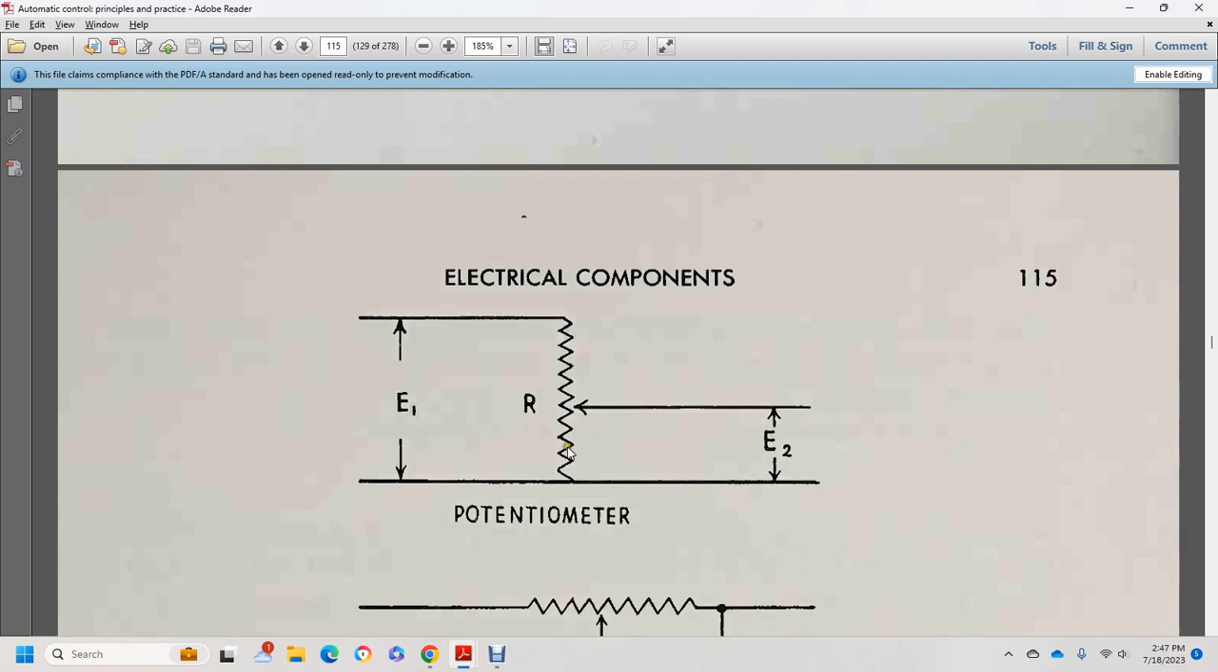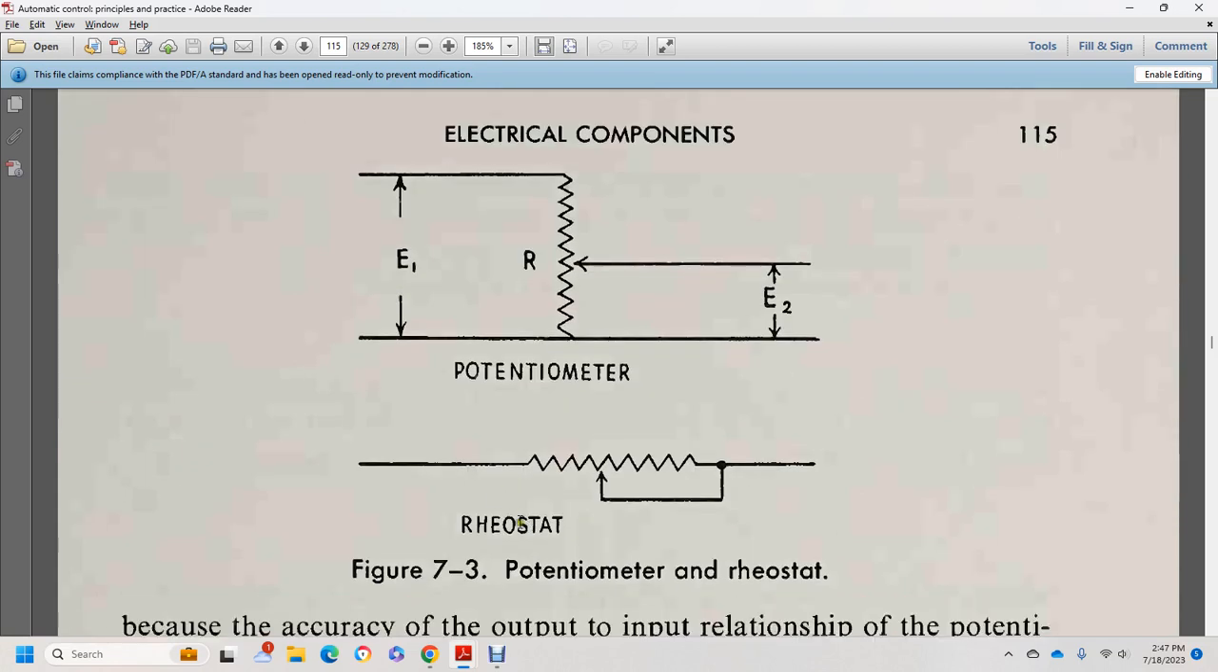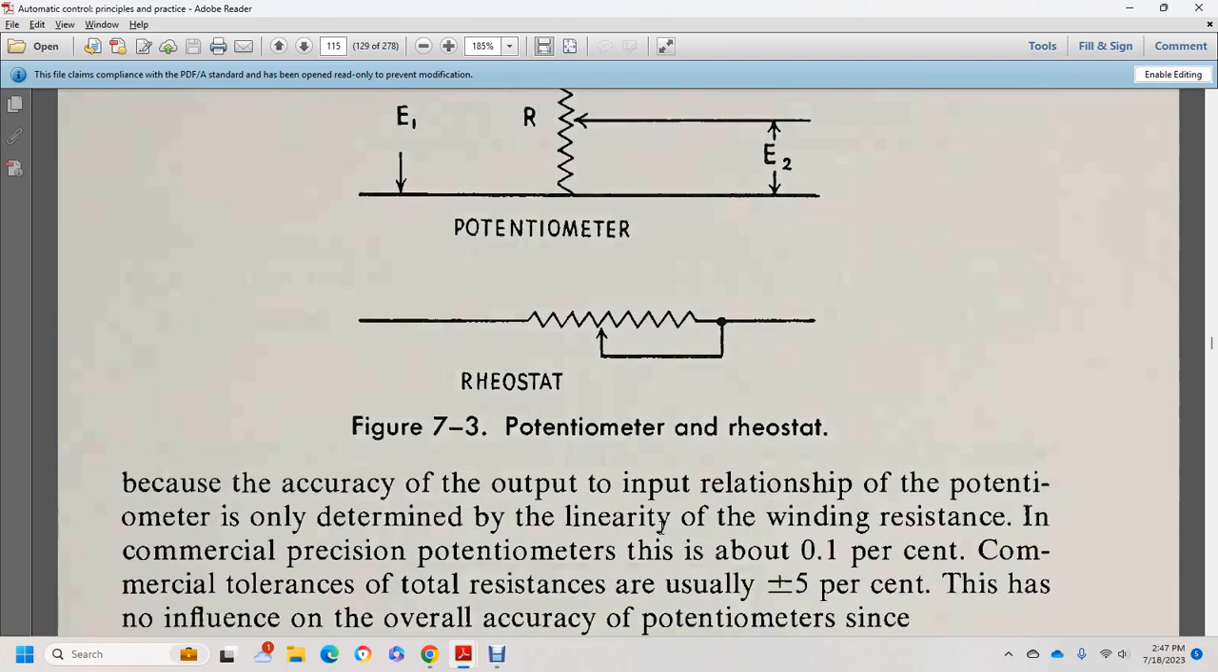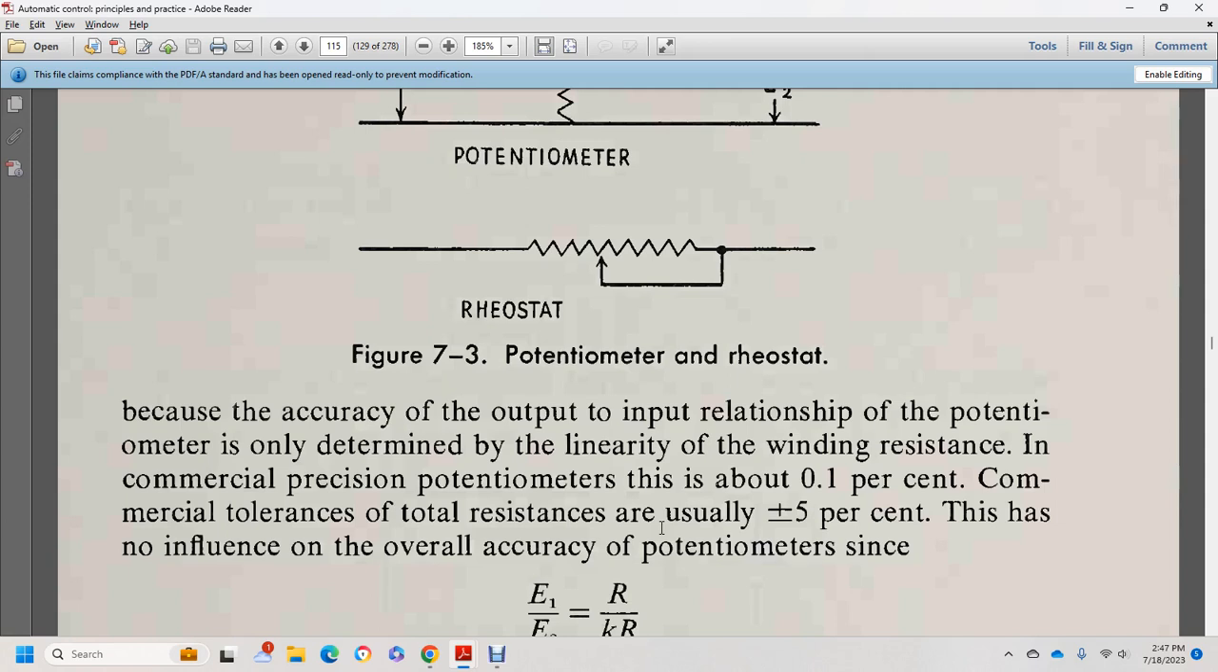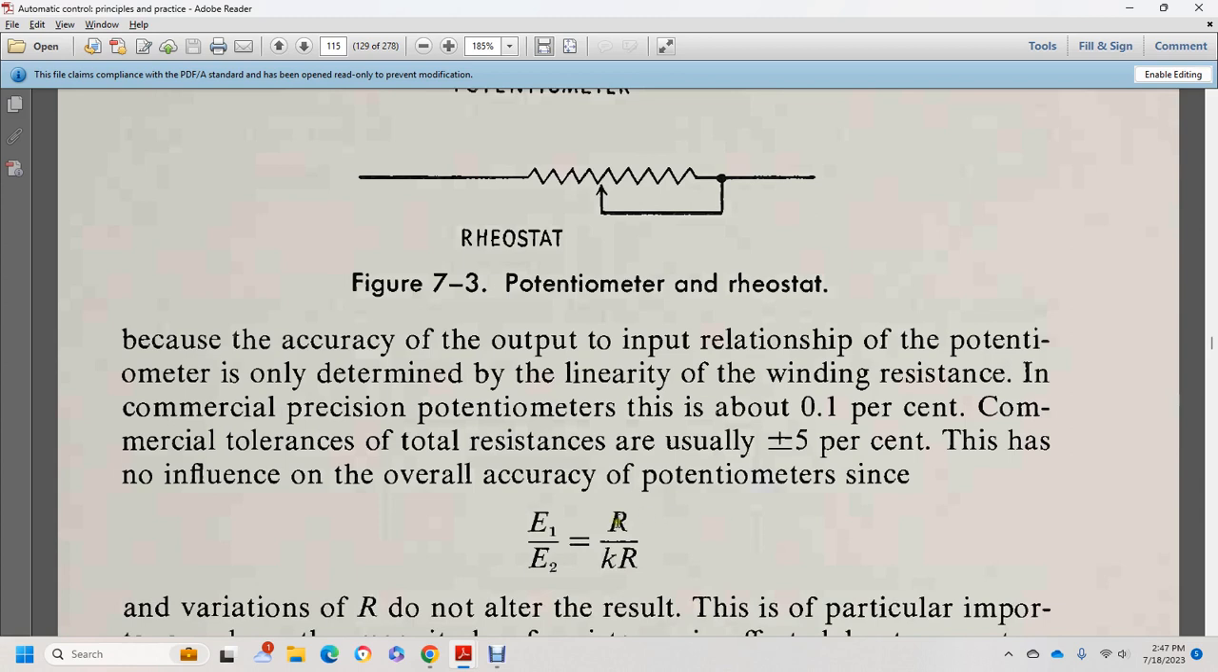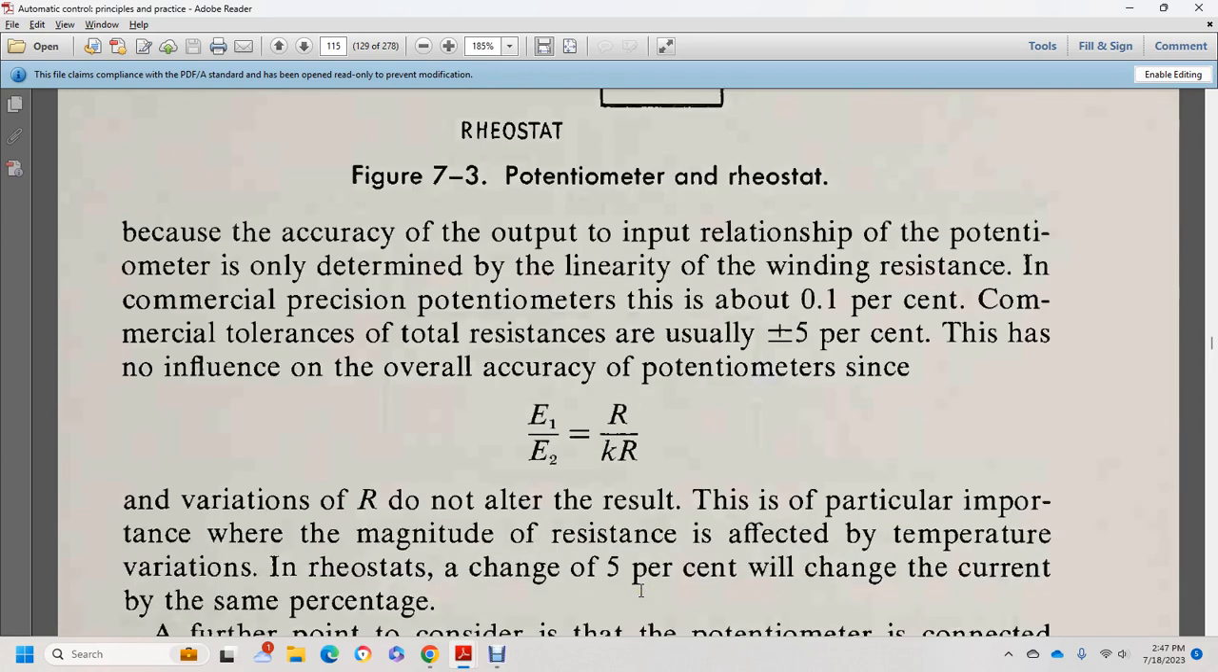Energy 1 or energy 2, resistance, potentiometer, rheostat, with a potentiometer and a rheostat. The accuracy of the output-input relationship of the potentiometer is determined by the linearity of the winding resistance of the commercial potentiometer, which is about 0.1%. The commercial tolerance of the total resistance is usually plus or minus 5%, but this has no influence on the overall accuracy of the potentiometer. So we have energy 1 over energy 2 equal to variations in R, which would be the resistance of the sliding contact.